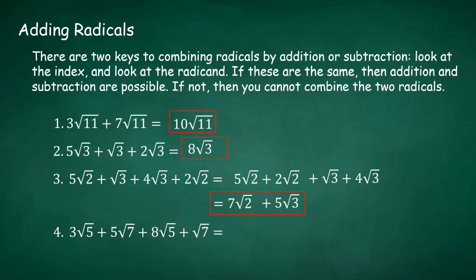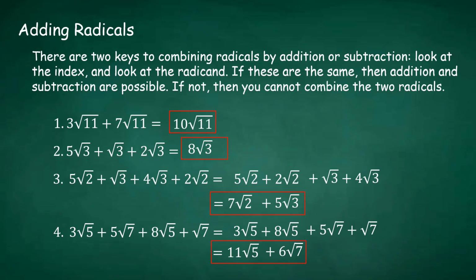Number 4. 3 square root of 5 plus 5 square root of 7 plus 8 square root of 5 plus square root of 7. Combine like terms. 3 square root of 5 and 8 square root of 5 are the same terms, so add the coefficients, which 3 and 8 is equal to 11 square root of 5. And 5 square root of 7 plus square root of 7: the coefficient of square root of 7 is 1, so we need to add 1 and 5, which is equal to 6, and copy the square root of 7. This is our final answer because we can't combine unlike terms.